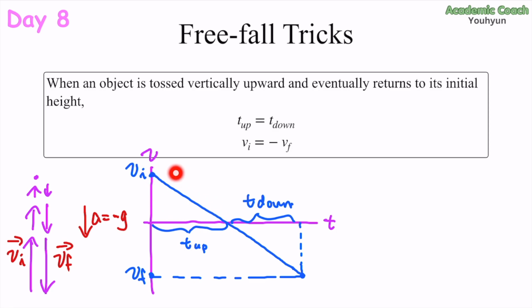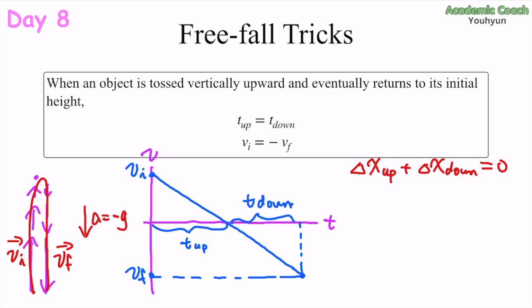Now let's take a look at these two right triangles. This part represents the motion of the object moving up until it reaches max height. This part of the graph represents the motion of the object dropping from max height back to initial height. Eventually, it's back to its initial height, which means that if you combine both of them, their total displacement adds up to 0. So delta x up plus delta x down, this is delta x up, this is delta x down.